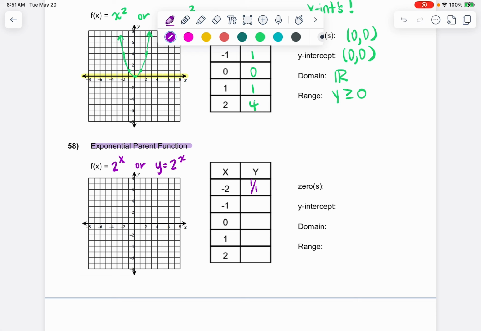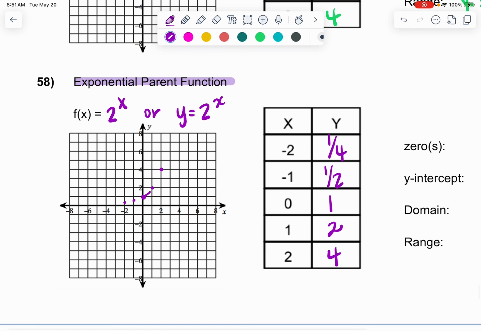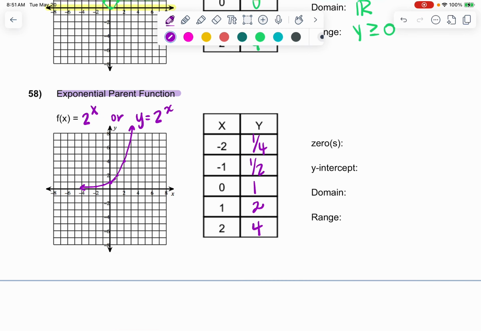So 2 to the negative 2 power is a fourth. 2 to the negative 1 power is a half. Anything to the 0 power is 1. 2 to the first is 2, and 2 squared is 4. Right? And so I can plot those. Those 1/4 and 1/2 are really tiny, but that's because there's the asymptote. So our y-intercept is 0, 1, then 1, 2, then 2, 4. Let me zoom in there. All right? And then I'm going to go ahead and plot my 3, 8 so I get that. And then it goes backwards and becomes an asymptote to the left, getting closer and closer and closer to that x-axis, but never getting there.